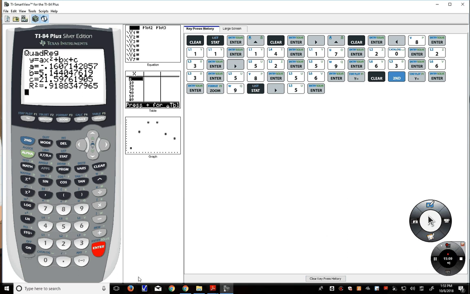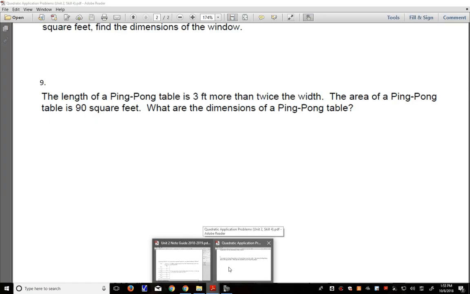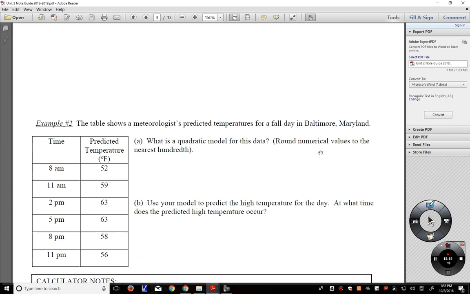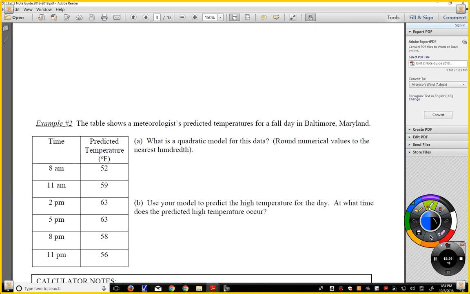So going back to the question that we were asked, the first question is, what is the quadratic model for this data? We were supposed to round to the nearest hundredth, so I did that with my values. The quadratic model for the data is the equation I would get. They gave me an A, B, and C, like the equations in standard form. So the best equation I can get for this data is y equals negative 0.16x squared plus 5.14x plus 21.60.